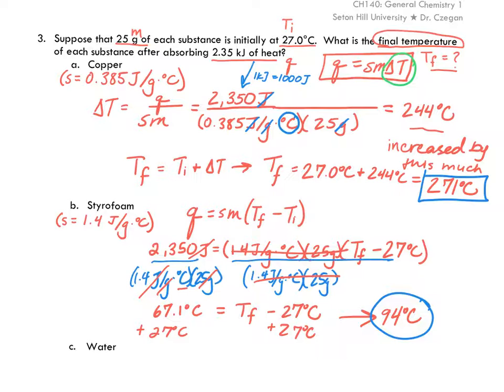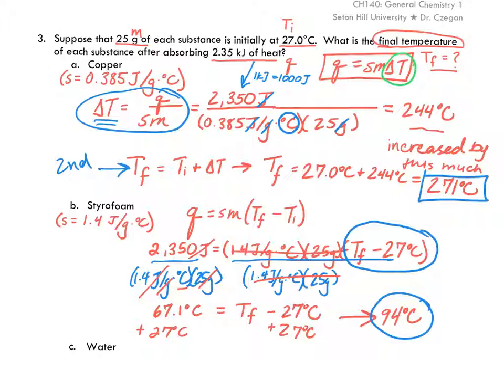Both of these ways of using the equation are equally valid. Some people prefer to just put the TF and TI into the equation, and some people prefer to solve for the delta T first and then do a second step where they find the actual final temperature.